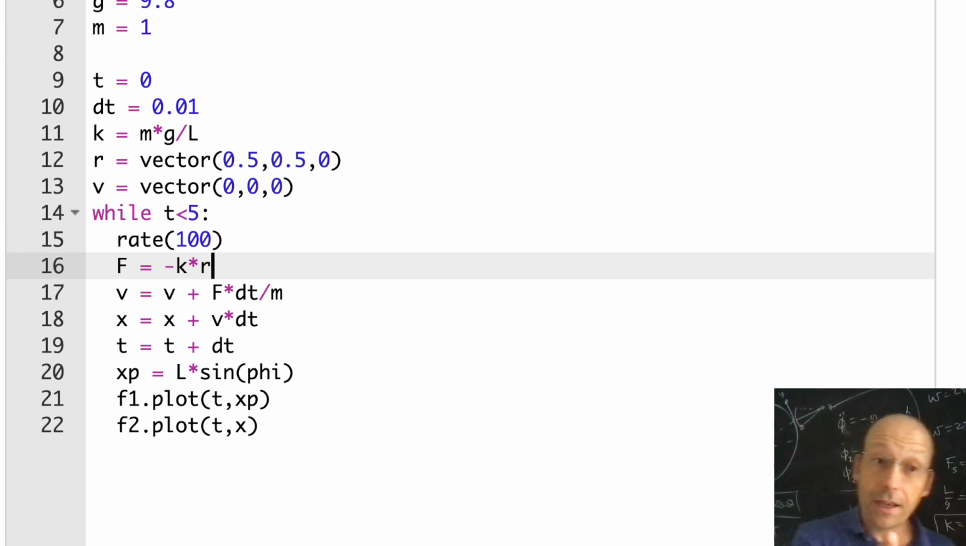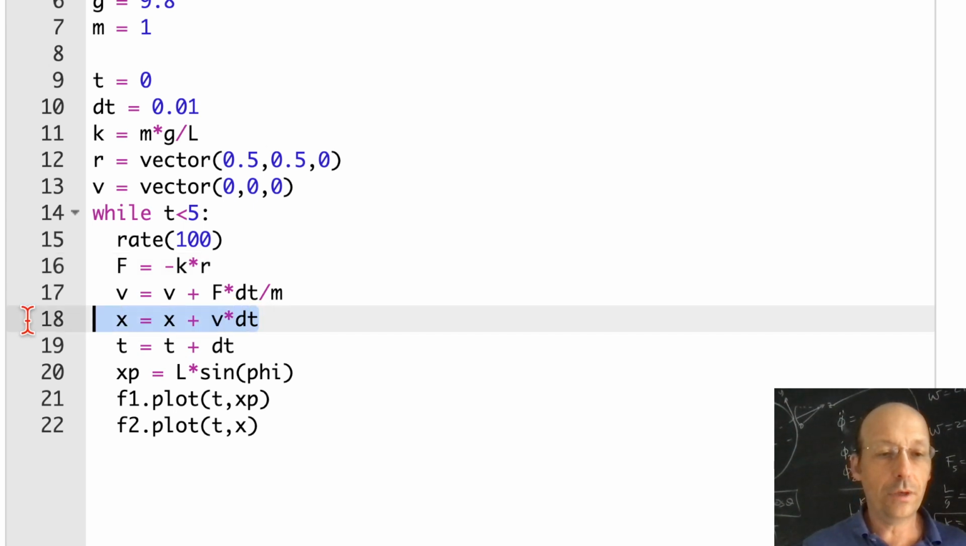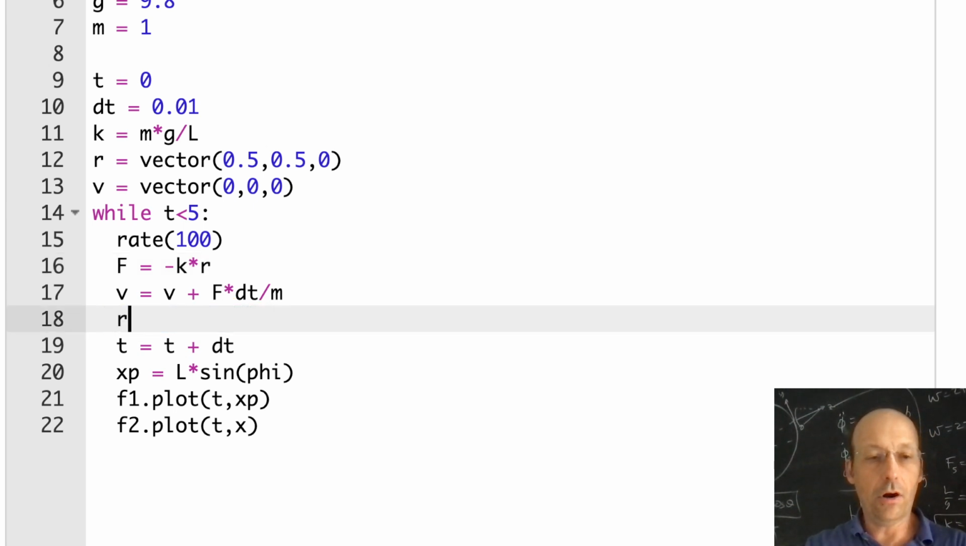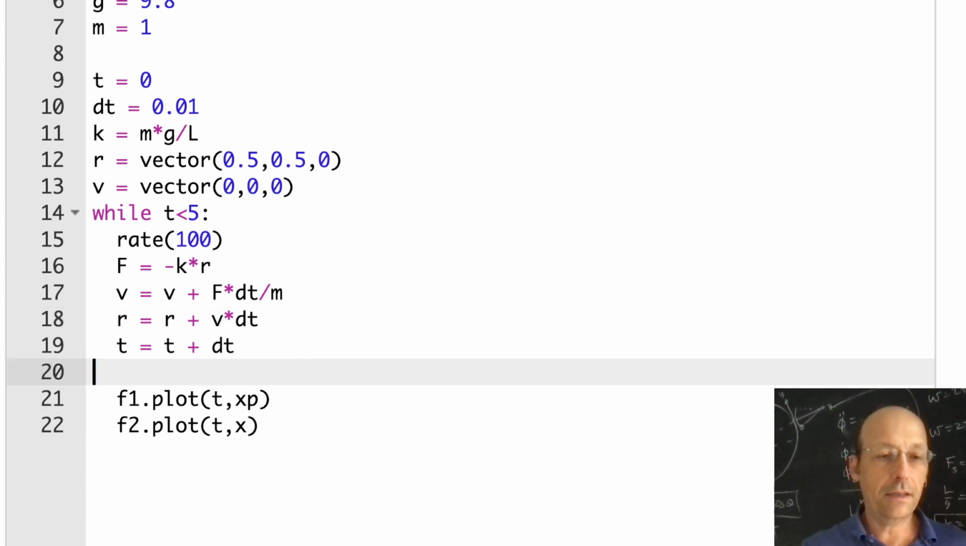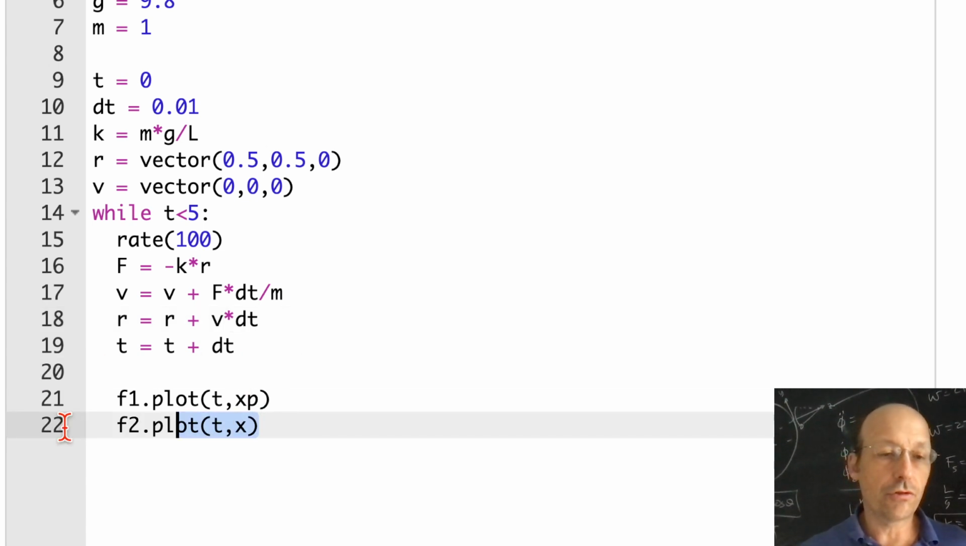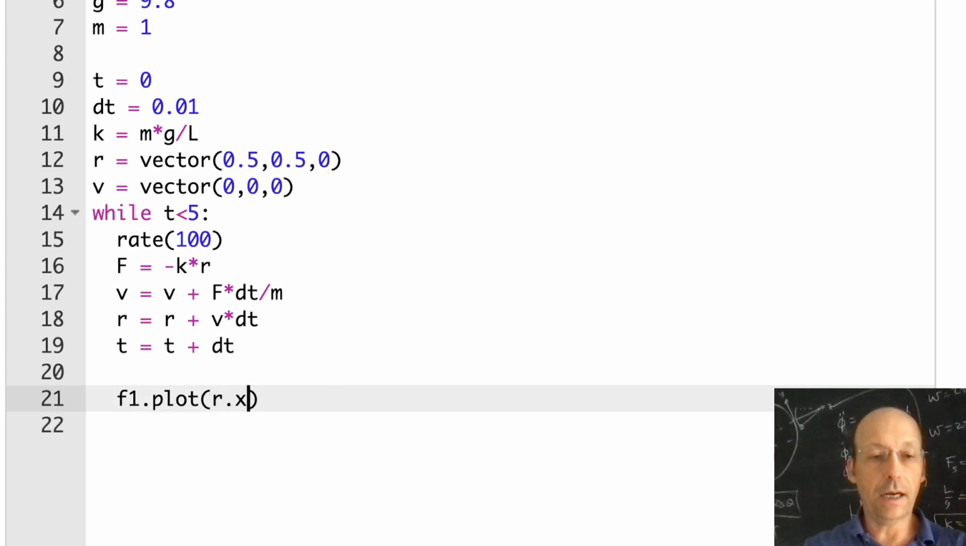Now notice what happened there, right? Because r is a vector, and I multiply by k, so now force is a vector. So I have a 3D problem already. This problem is the same right now, but velocity is a vector, and I add in a vector. I do need to change this one. So that's going to be r equals r plus v times dt. And then I need to plot something. I'm going to plot the trajectory. R dot x, R dot y, and let's just see what happens.